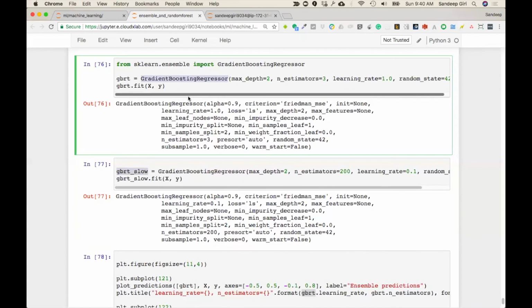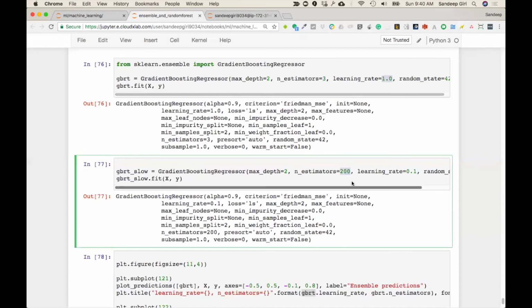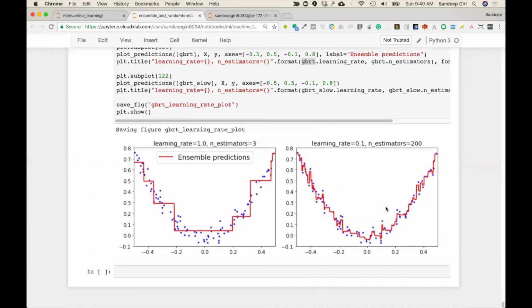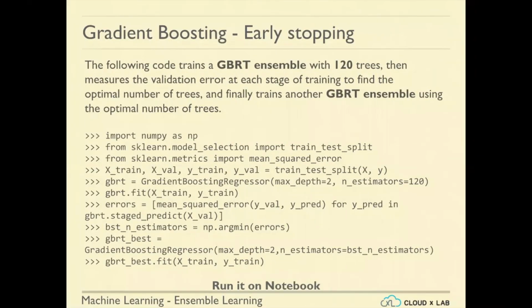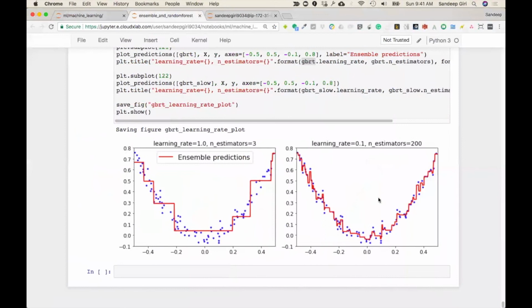We have created two gradient boosting regressors, one with the number of estimators as 3 and learning rate 0.1, the other with number of estimators as 200 and learning rate 0.1. Below, we are trying to plot it. Basically here we are trying to show that if the number of estimators grows higher, it is going to overfit. Here it is going to underfit because the number of estimators is low, and as the learning rate is really low, the impact of each individual estimator is lower.